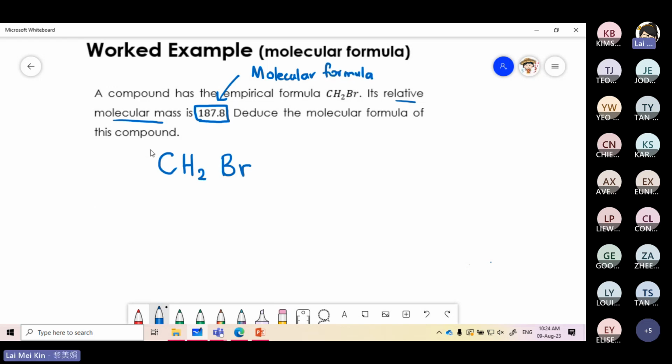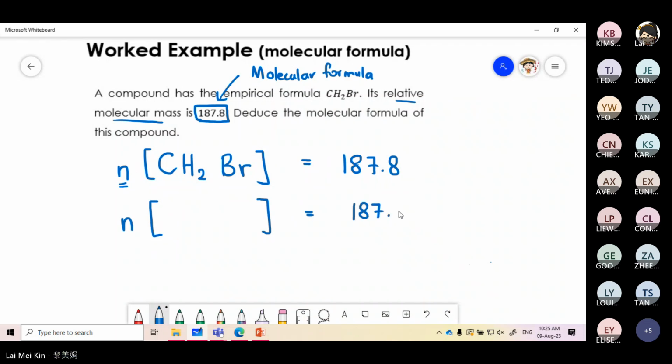Empirical formula is the shortened, simple ratio. The ratio was something we divided by, we factorized it, we simplified it. So how much we simplified, we put an unknown. We want to find how much we have simplified the formula. And then the real formula will give us this mass, 187.8. Shall we find the empirical formula mass first? What is the mass of the empirical formula? 93.9.